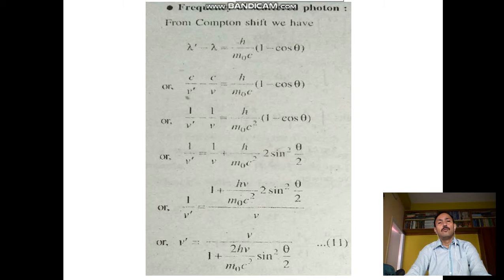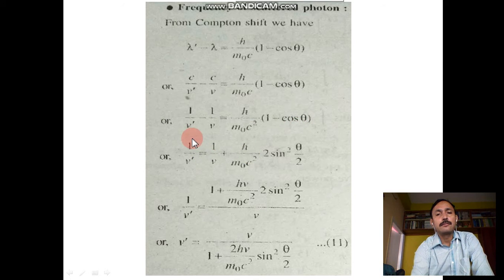Now, we will find the frequency of the scattered photon. We know from the equation of Compton shift, lambda dash minus lambda is equal to h by m0c times (1 minus cos theta). In terms of frequency, lambda dash means c by nu dash, so c by nu dash minus c by nu is equal to h by m0c times (1 minus cos theta). Dividing both sides by c, it becomes 1 by nu dash minus 1 by nu is equal to h by m0c square times (1 minus cos theta).